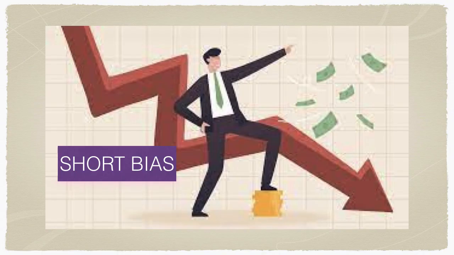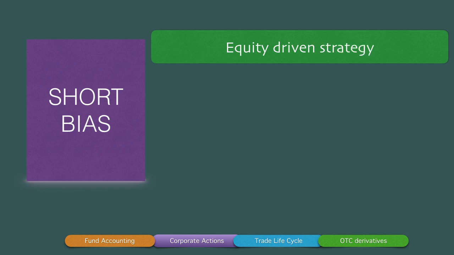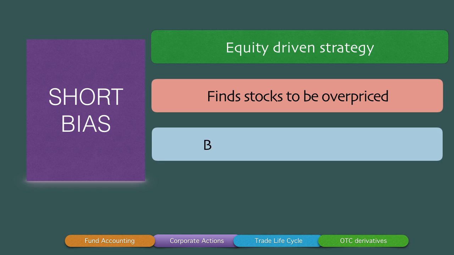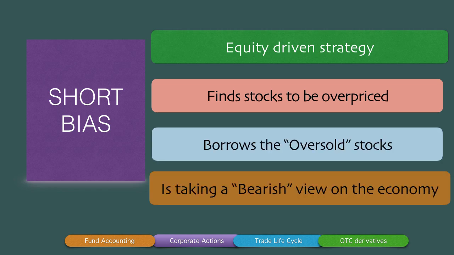Some hedge funds are short biased hedge funds. This implies that they are looking to short sell assets in anticipation of prices coming down and the hedge fund then being able to recover the position by buying it at a much lower price than the market. A short bias strategy includes equity driven strategies. They find the stock to be overpriced. They short sell in the spot market. They borrow the overvalued stocks and they're taking a bearish view on the economy.